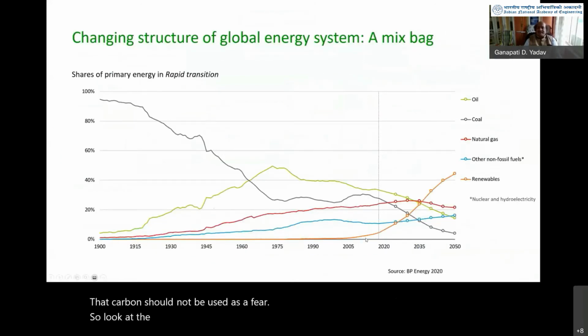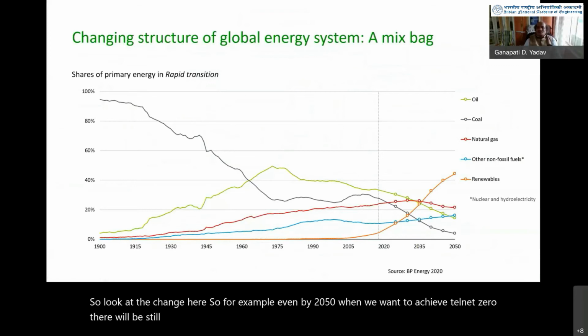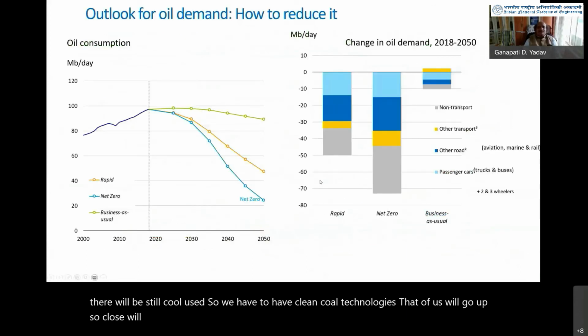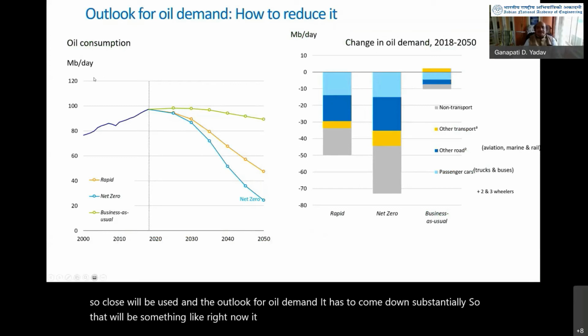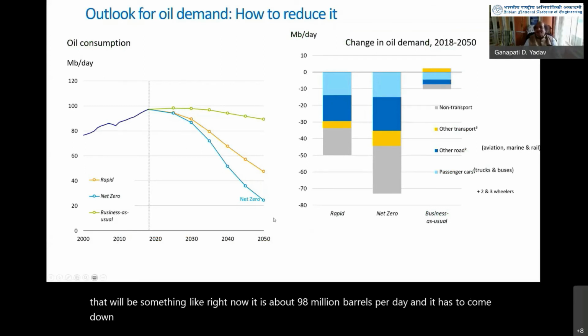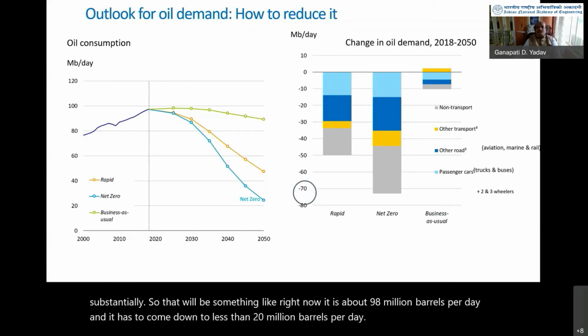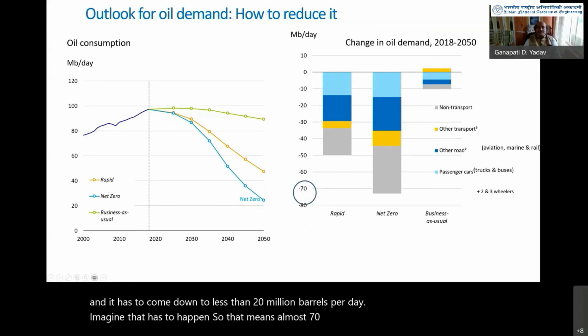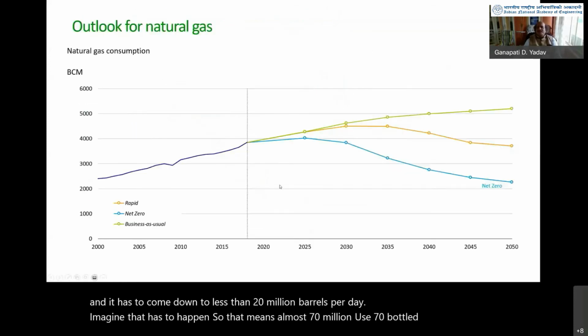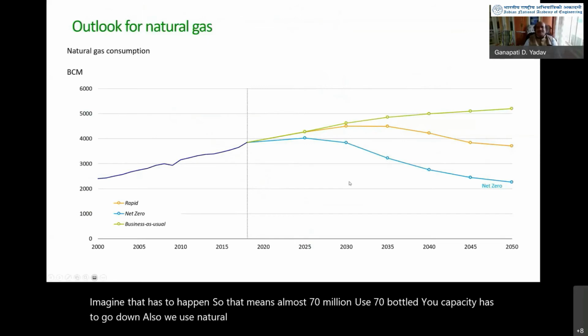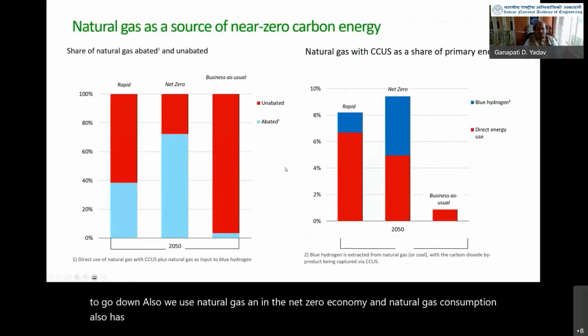So for example, even by 2050, when we want to achieve net zero, there will still be coal used. So we have to have clean coal technologies. The renewables will go up, so coal will be used. And the outlook for oil demand is that it has to come down substantially. Right now it is about 98 million barrels per day, and it has to come down to less than 20 million barrels per day. Imagine that has to happen. So that means almost 70% of barrel capacity has to go down. Also, we use natural gas, and in the net zero economy, natural gas consumption also has to go down, although natural gas is considered to be a near zero carbon economy.